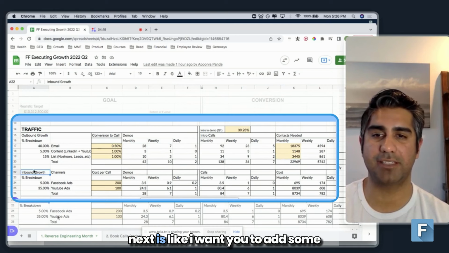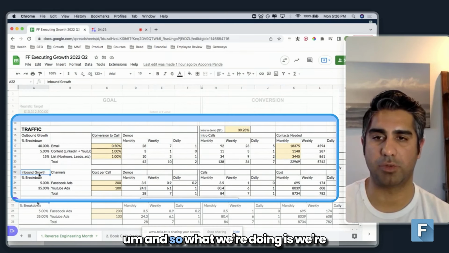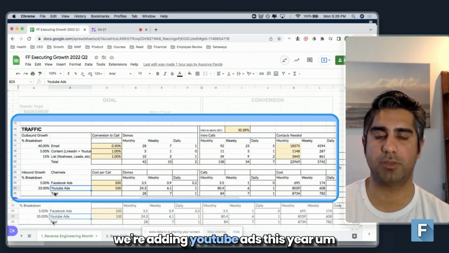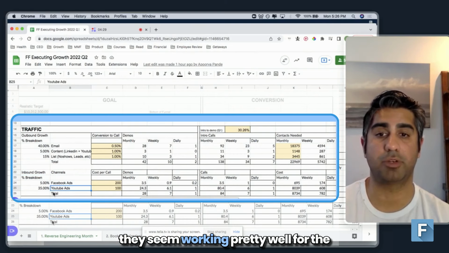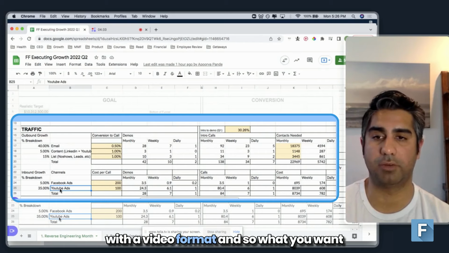So next, I want you to add some inbound growth this year too. We've always done Facebook ads. We're adding YouTube ads this year. They seem to be working pretty well for the industry. And this is just Google ads, but with a video format.